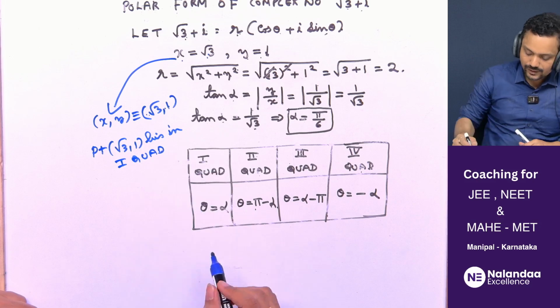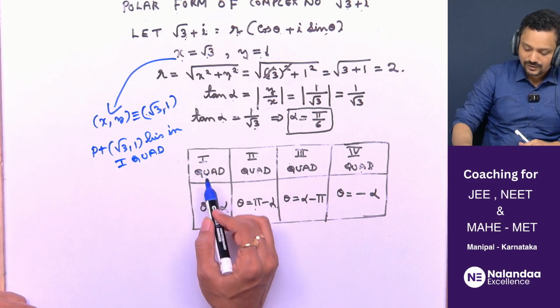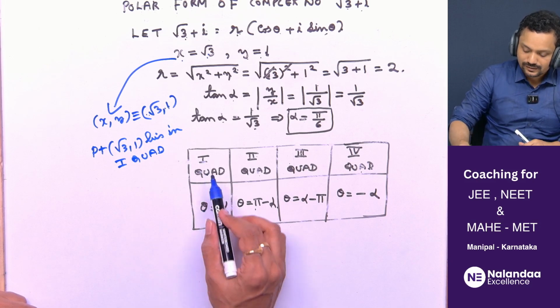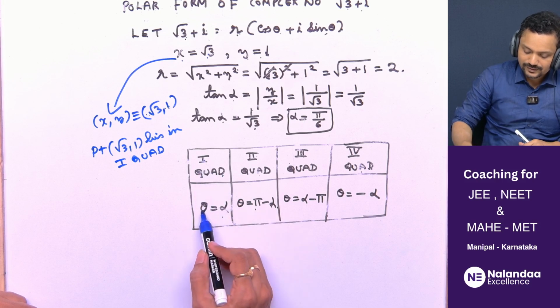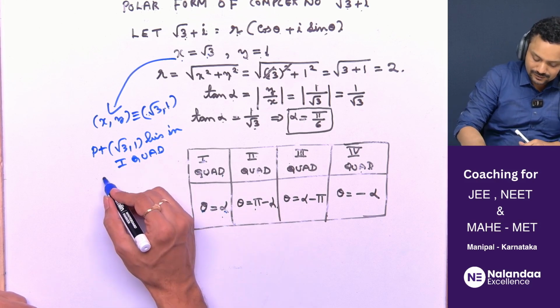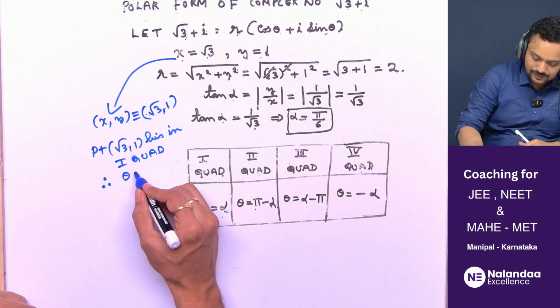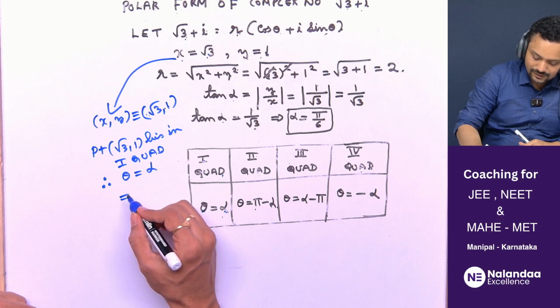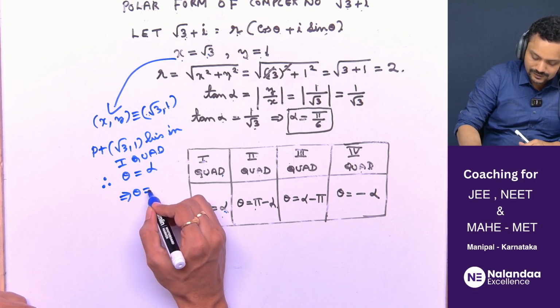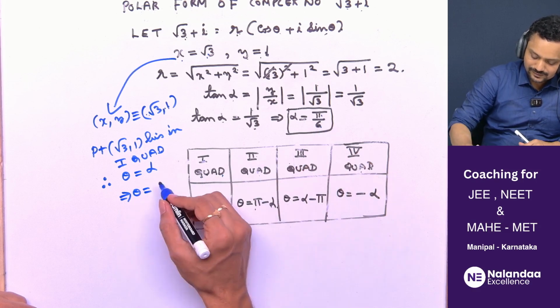And if you look at the table here, in the first quadrant, if the point is in the first quadrant, theta will be the same as alpha. Therefore, theta will be the same as alpha, and this implies theta will be pi by 6.